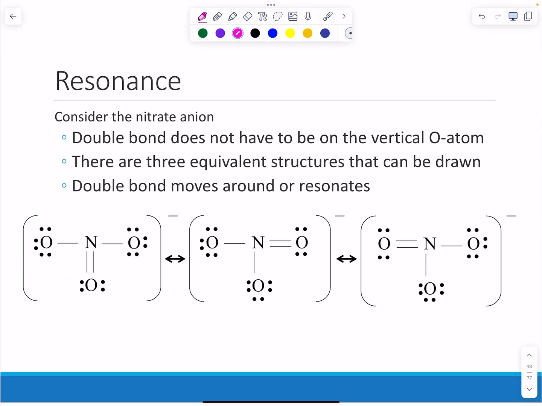All right, so let's now talk, we're gonna add one more oxygen to that NO2. All right, so now we have what we call the nitrate anion, okay? So this is NO3 minus, okay? So nitrate is one of our polyatomic ions.